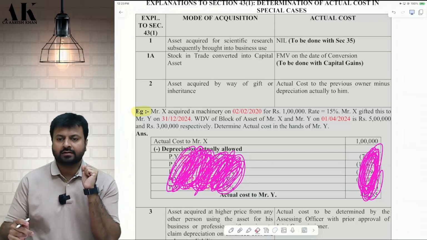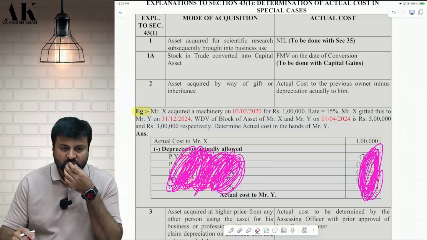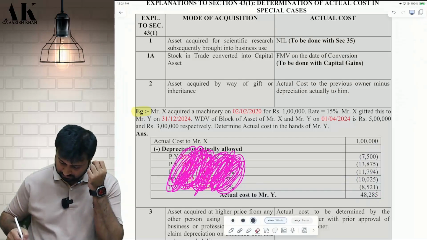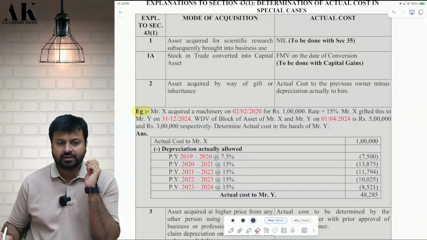So what is your answer? 48,285. 48,285. Did you get this answer?